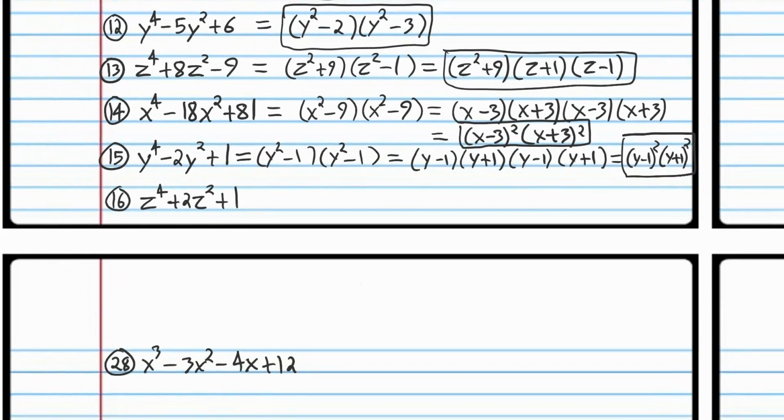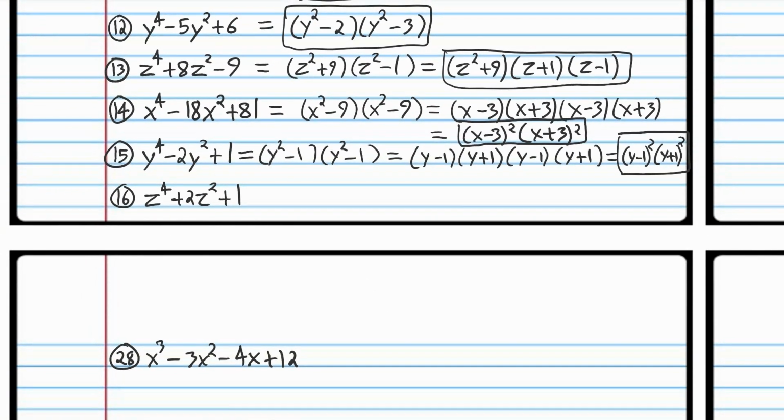All right, try 16, and when you come back, we'll do it together. All right, we're back. I'm going to try to write a little smaller here so we can fit things in. And it's going to be z squared plus 1, z squared plus 1. I guess I didn't need to write small because you can't really do anything with that. 1 is a perfect square, but it's not the difference, it's a sum. So we can't do anything with that. So if you got that answer, good job.